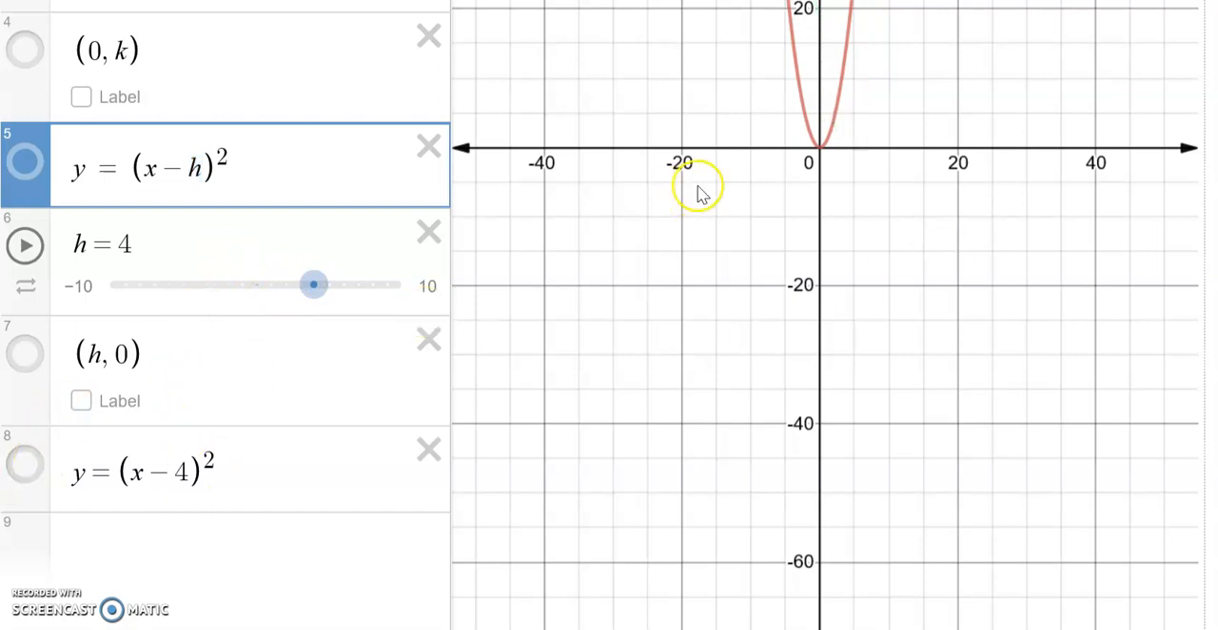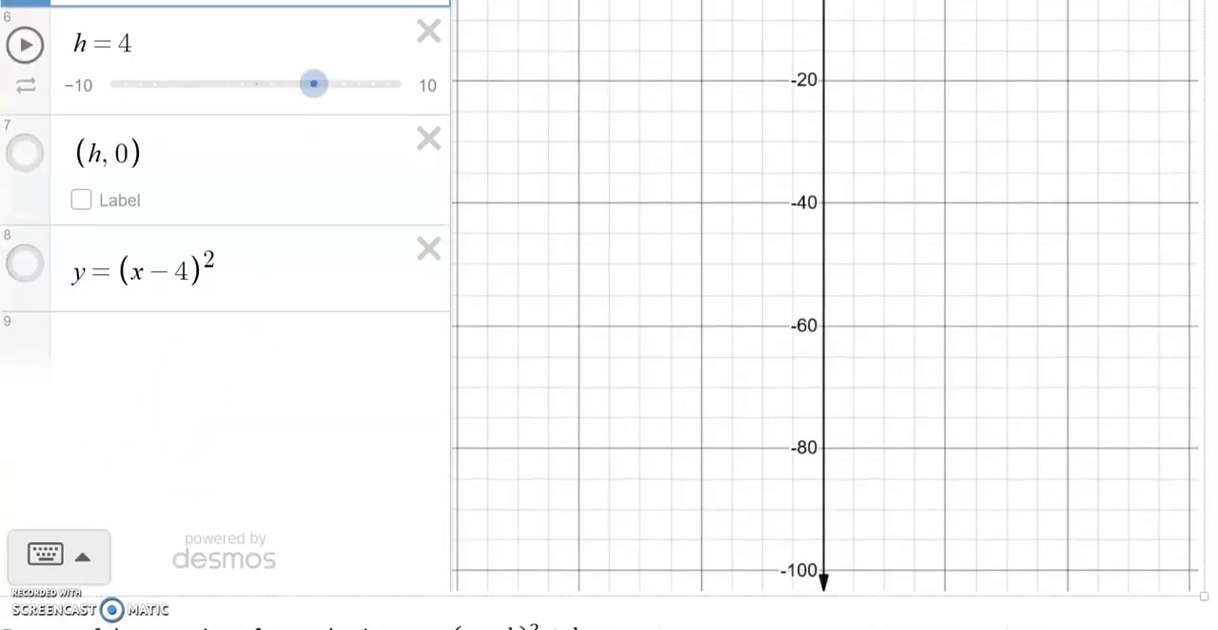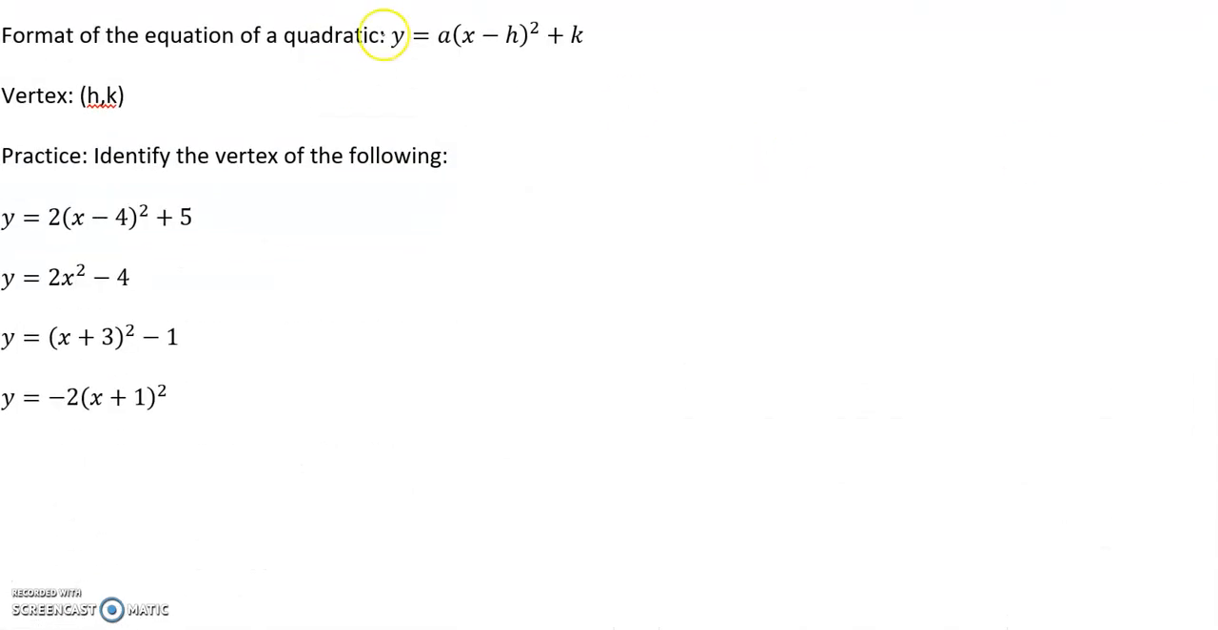So now that we've looked at some different properties, we can look at our format for a quadratic equation. You notice that I have not talked at all about that letter A. We will talk about that next week, but right now we're just going to focus on H and we're going to focus on K. So the vertex of your parabola is always going to be H comma K. Remember, H is how the x's are changing, K is how the y's are changing.